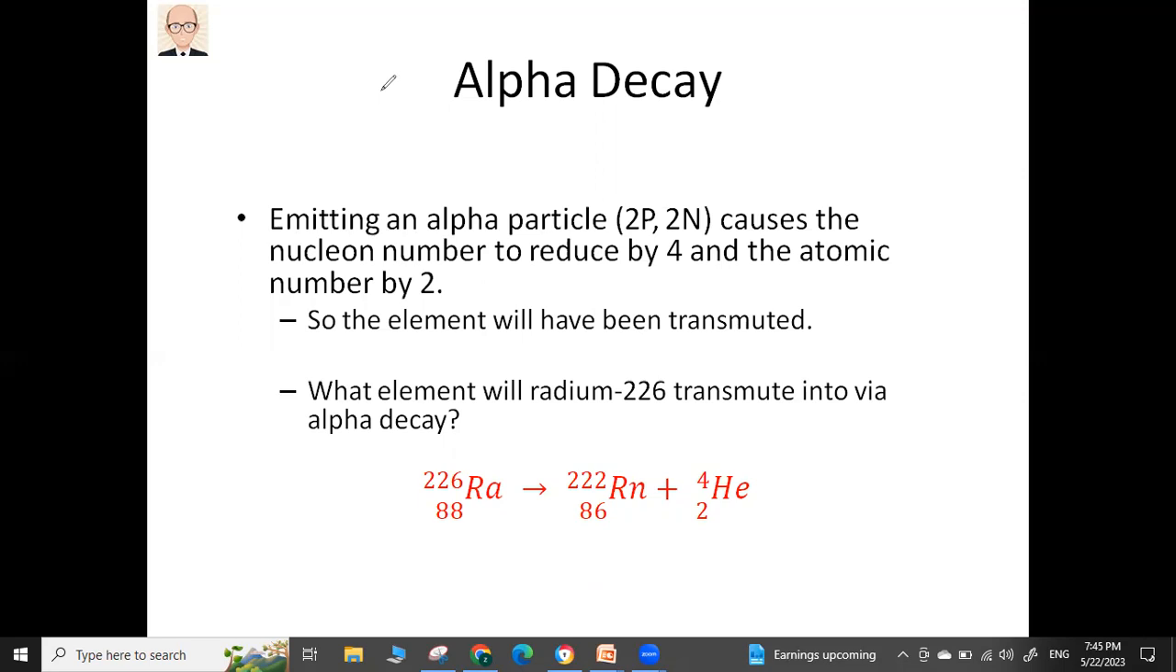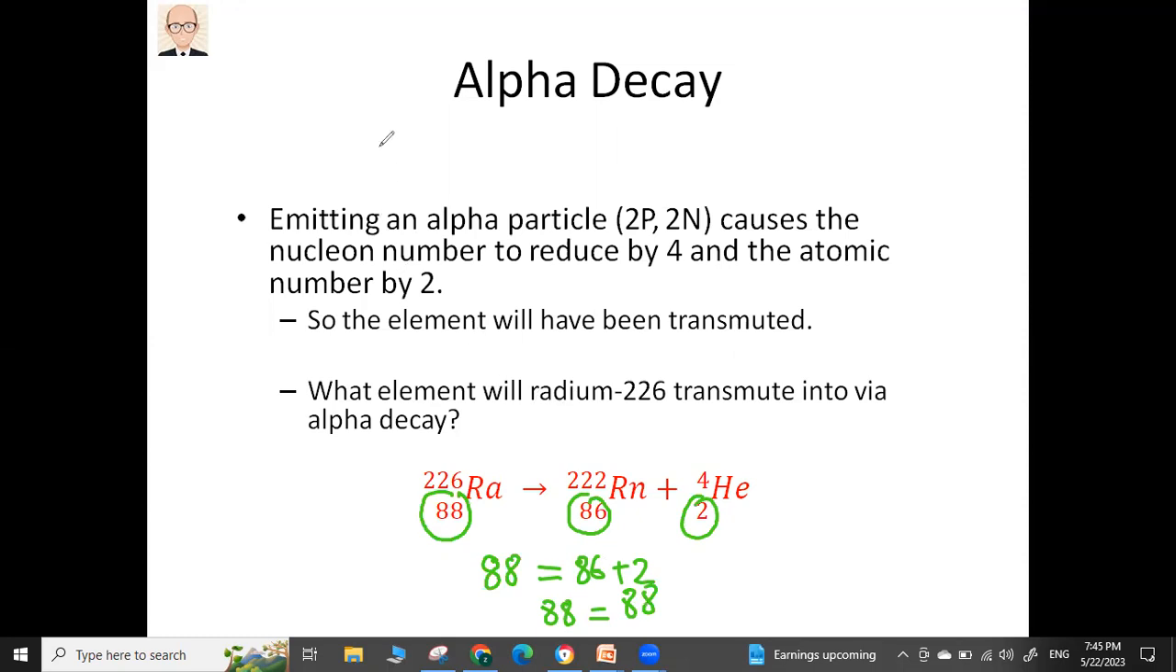If we look at the atomic number before the reaction, before the arrow, and the atomic number after the arrow: on the left side it's 88. This total atomic number before the arrow must be equal to the sum of atomic numbers on the right side after the arrow. So we have 86 plus 2, which means 88 is equal to 88. The atomic number is conserved.